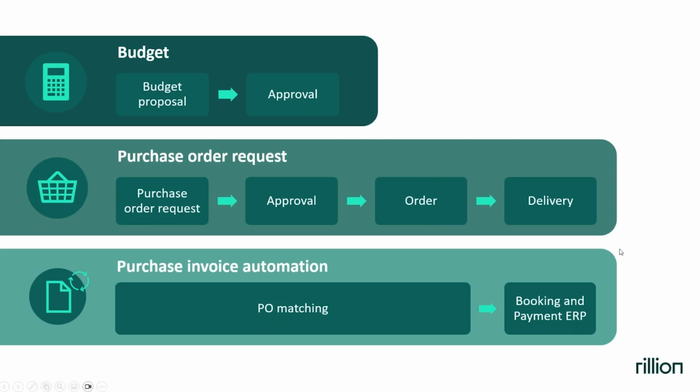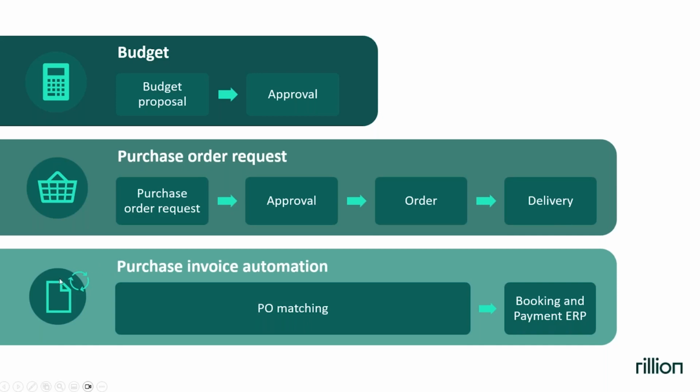When they have received the order, they will hopefully deliver the goods that we have ordered from them, and then you have a delivery step. And the approval and the delivery step are very important for the next step, because when we have received the goods, the supplier will send us an invoice.